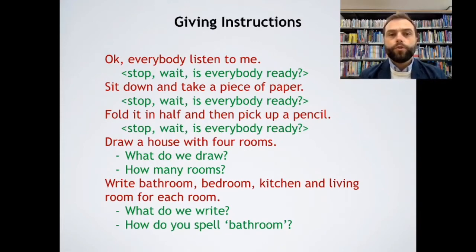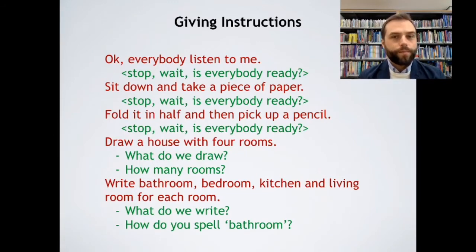Okay, next. Draw a house with 4 rooms. What do we draw? How many rooms? So these are questions. Now write bathroom, bedroom, kitchen and living room for each room. What do we write? How do you write bathroom? Okay, so notice with these instructions they're split part by part, step by step. At the beginning, stop and wait and check. And then later on in the instructions, there are some checking questions.